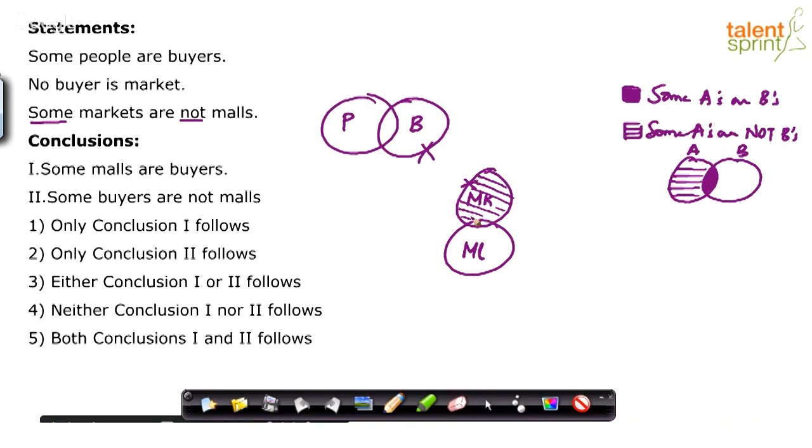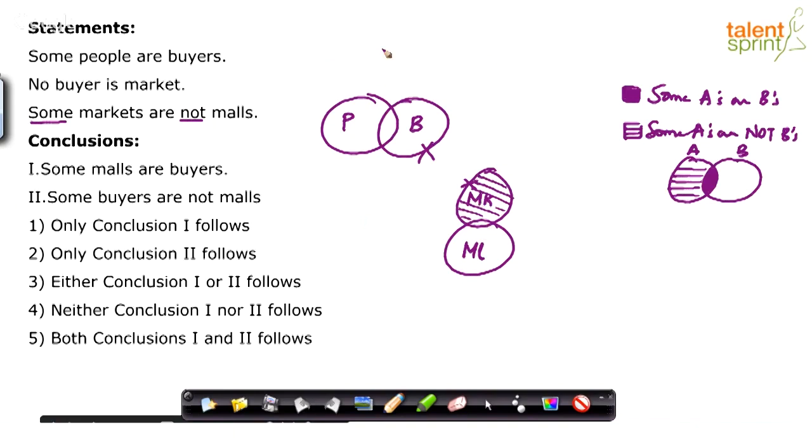You need to go back and refer to the syllogisms video, the basic concepts there: the statements and their direct conclusions. Some A's are not B's. What is the definite conclusion for some A's are not B's? There is no definite conclusion, right? If some of you are thinking that some markets are not malls means that some markets are malls, you are wrong. Some markets are not malls does not mean that some markets are malls. This region may not be there also. Are you able to follow?